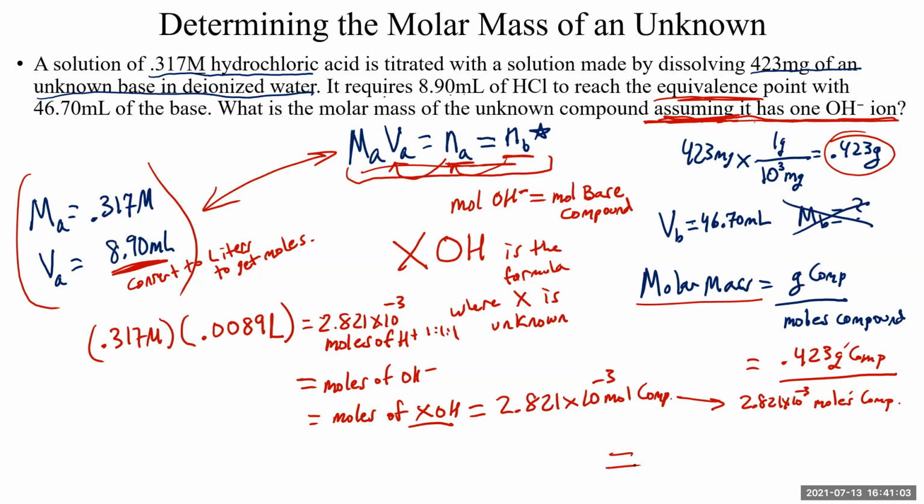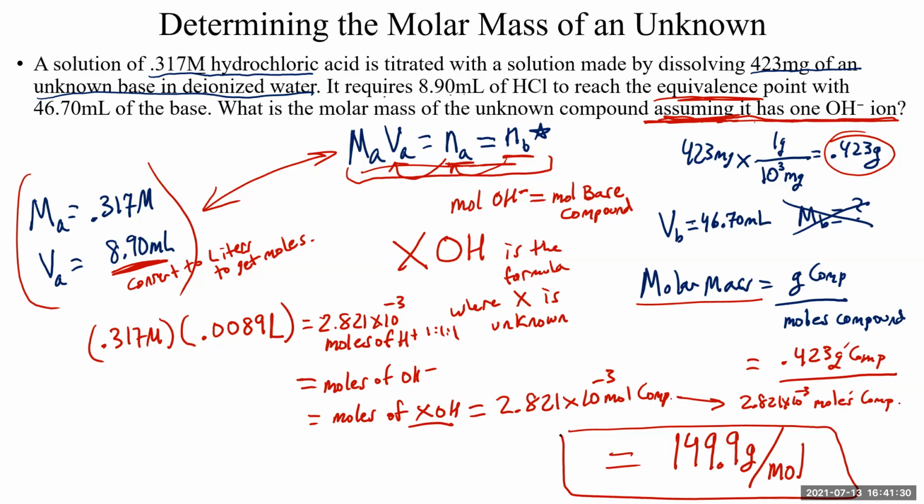So 0.423 divided by 2.821 times 10 to the negative 3. Obviously, I'm using the scientific notation function on my calculator. I get 149.9 grams per mole. That's our final molar mass. That answers the question: what is the molar mass of the unknown compound, assuming it has one hydroxide ion?